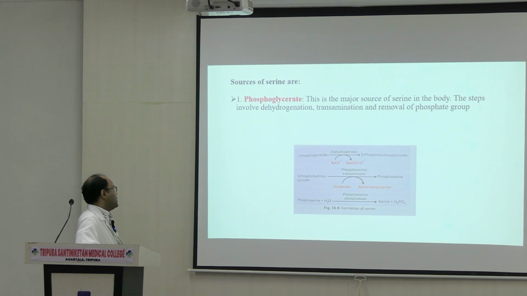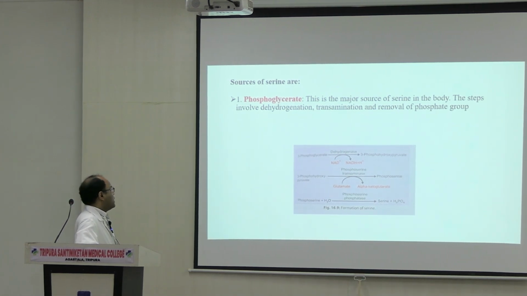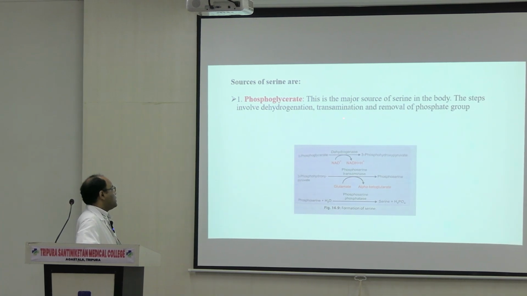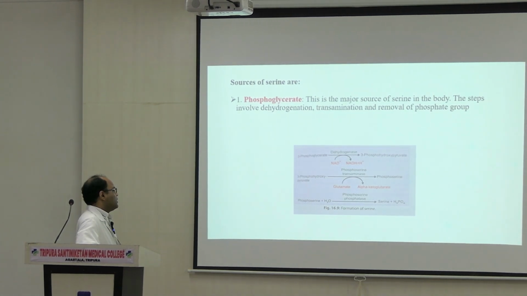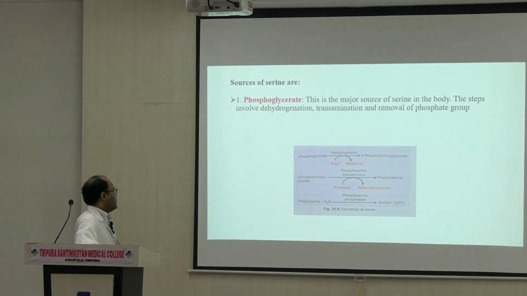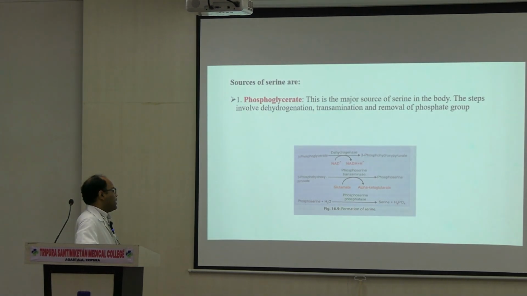First one is the phosphoglycerate source. 3-phosphoglycerate, by 3 types of reaction: dehydrogenation, transamination and removal of phosphate group. It can form serine: 3-phosphoglycerate with NAD+ and the enzyme dehydrogenase. NAD+ converts into NADH plus H+ and forms 3-phosphohydroxypyruvate. And then 3-phosphohydroxypyruvate converts into phosphoserine by the enzyme phosphoserine transaminase.